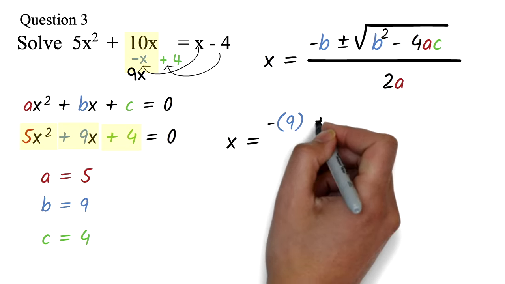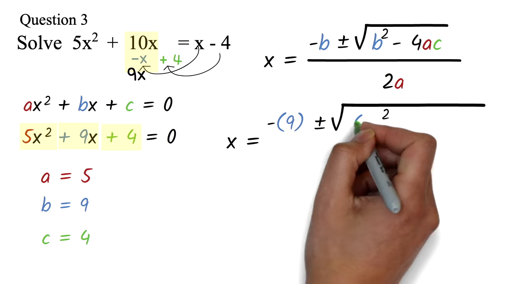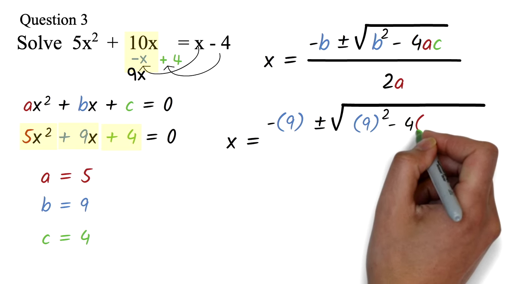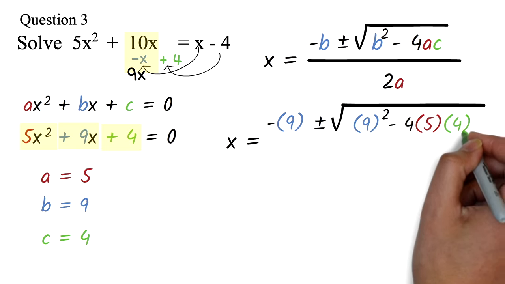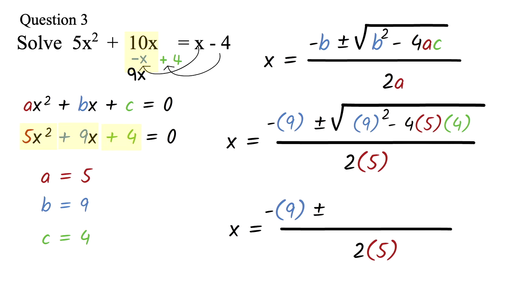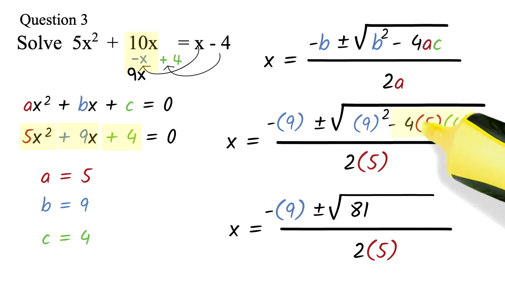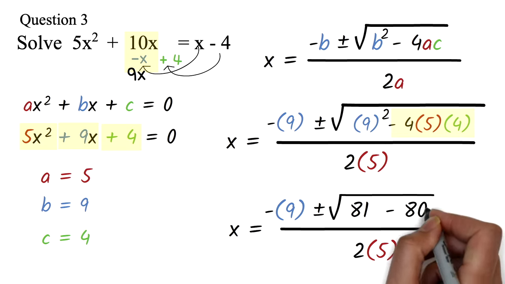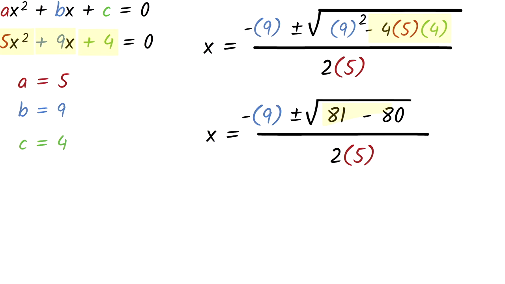We have x equals minus 9 plus or minus square root of 9 squared minus 4 times 5 times 4, all over 2 times 5. We work out what is under the root sign first. 9 squared is 9 times 9, which is 81. Minus 4 times 5 times 4 will be 80. So we add 81 minus 80 to get 1.